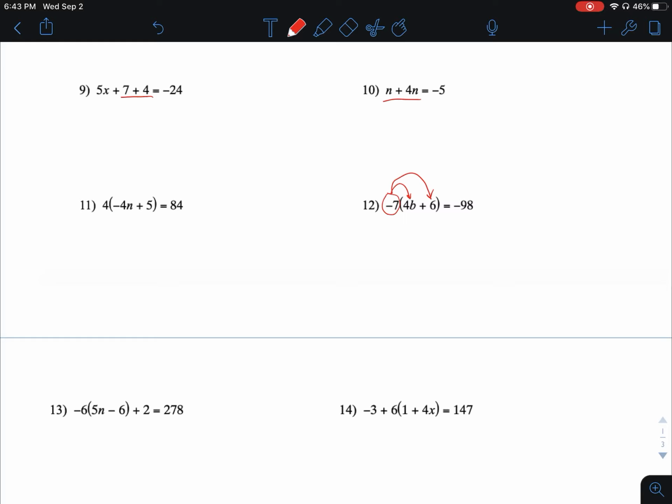All right, so as we look at this, we have -7 times 4b. So you multiply the numbers, -7 times 4 is -28, and then the b just sticks with it. And then we do -7 times a +6, which actually turns into a -42. Now, I want you guys to start getting rid of this double sign stuff.